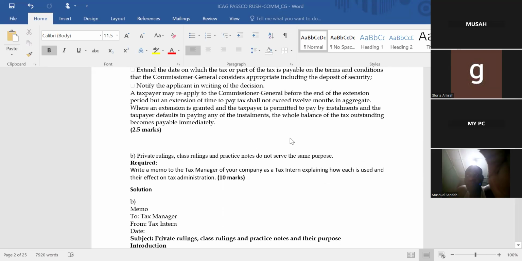the other question that came was the examiner's free 10 marks. It says the private ruling, class ruling, and practice note do not serve the same purposes. Write a memo to your tax manager of your company as a tax intern explaining how each is used and their effect on tax administration in Ghana. As I said, these are communication between the taxpayer and the Commissioner General.